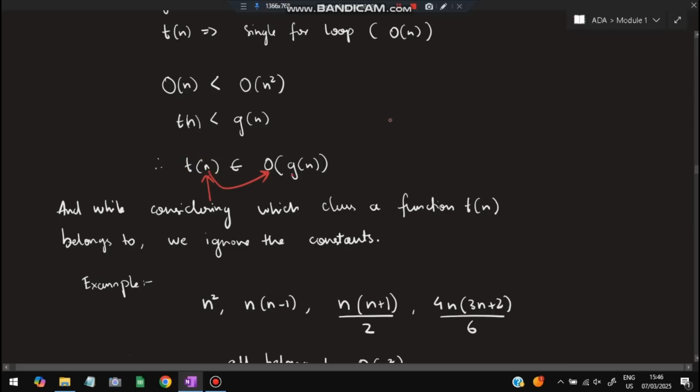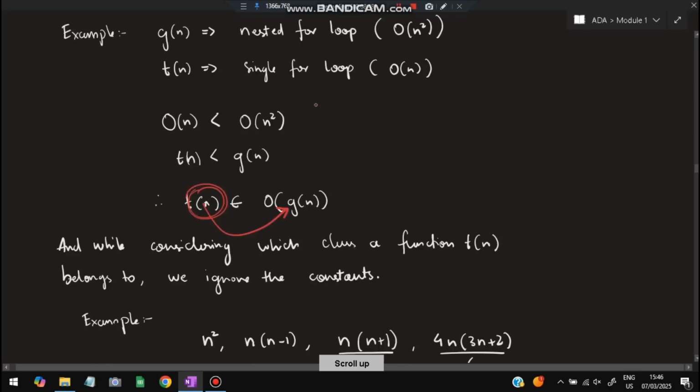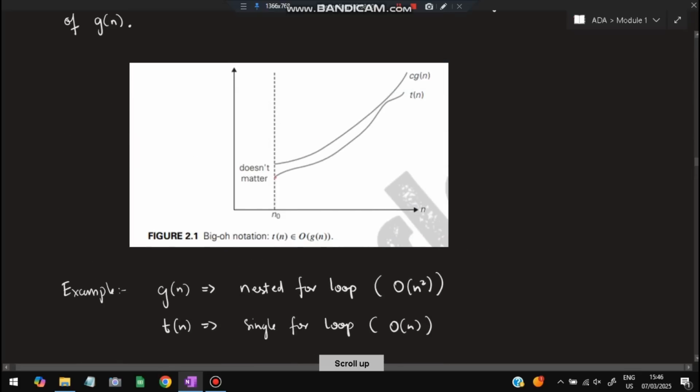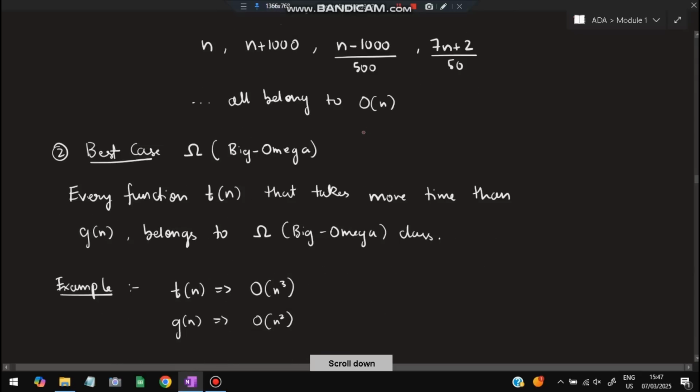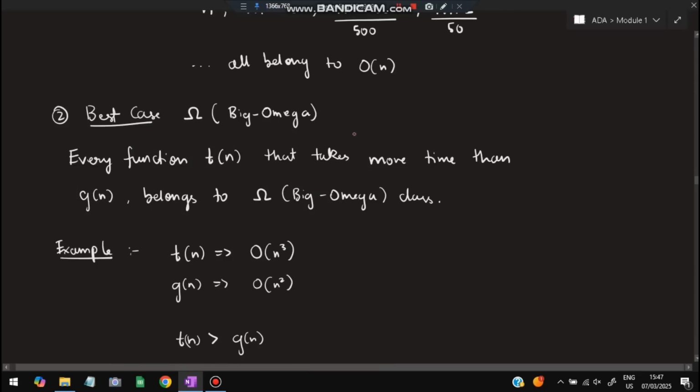Now suppose that I have n cube. If T of n is given to me as n cube, I cannot take it here. Why? Because n cube will cross this value. n cube will take more time than this. If this is n cube, it will cross at some point, so I cannot take n cube under the worst case scenario of n square, because it will cross it. That is the big O notation. It will give you a maximum reach where you can go with that value. Got the point? That is the big O notation, the worst case scenario.